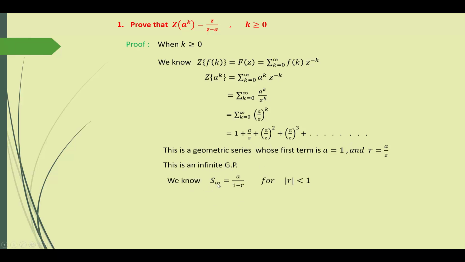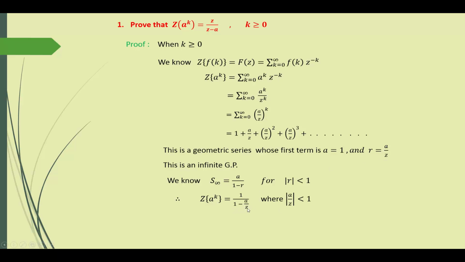Then we know the formula for S infinity, the sum of infinite terms, is equal to a upon 1 minus r for mod r less than 1. a upon 1 minus r is the sum of these terms. Put the value of a is 1 and r is a upon z. Therefore we get the Z transform of a raised to k is equal to the sum to infinity, a upon 1 minus r, where a is 1, so 1 upon 1 minus r.